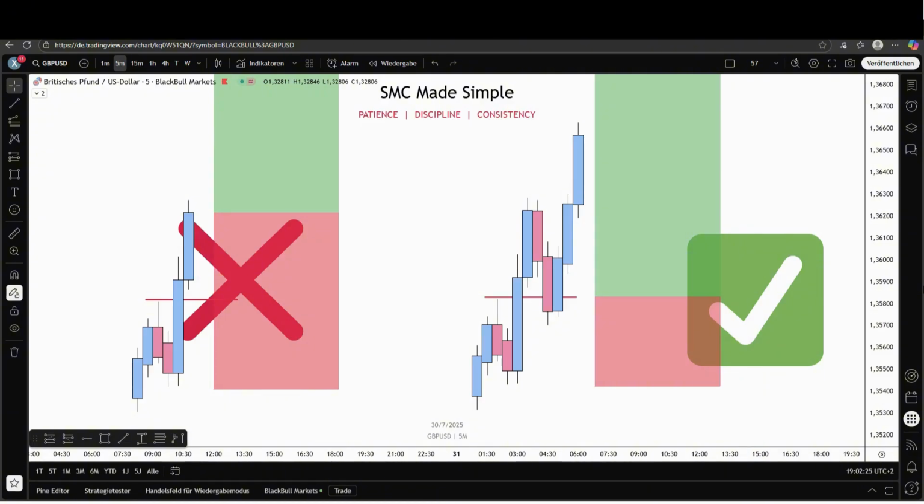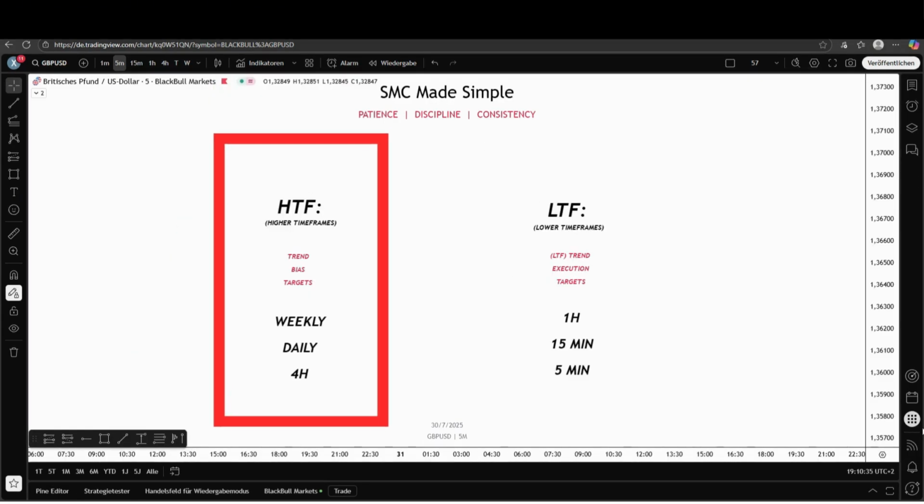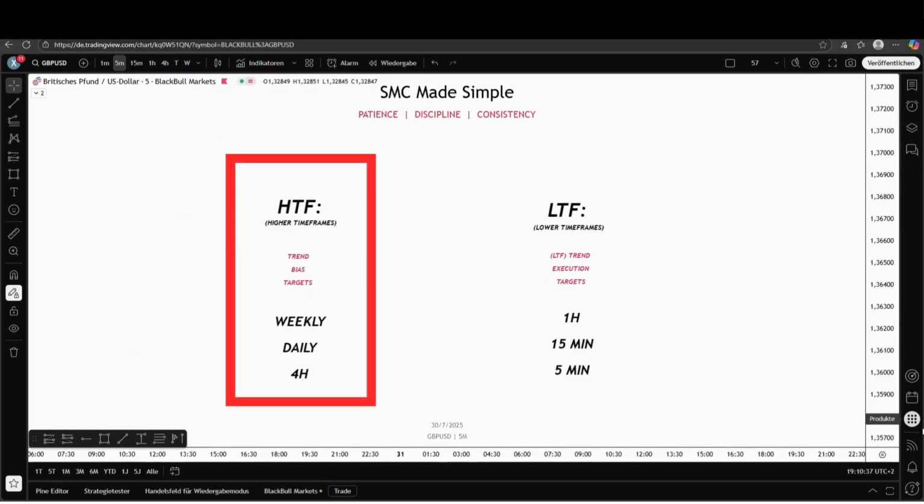My stop loss always goes just above or below the OB. If it's a high probability OB, I'll risk full size. Mid probability, I cut my risk in half, and low probability, I'll either skip it or go in with just 0.5%. I usually set my take profit at the next internal liquidity level, the swing highs or lows on the 1-hour or 4-hour chart. I'm not trying to hit a home run, I'm just aiming for clean 2R or 3R trades.